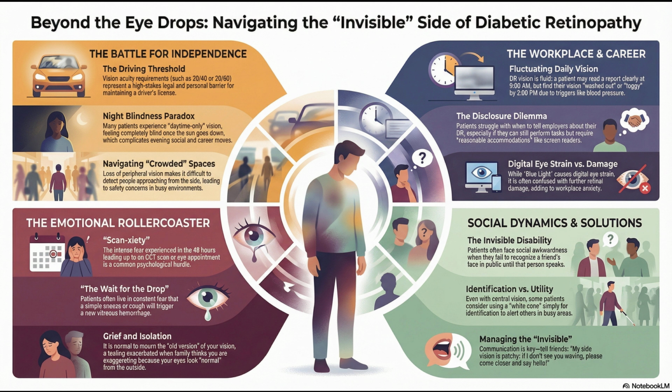This is where we need to understand the underlying pathology of proliferative diabetic retinopathy. Okay, break it down for us. So, when the retina is starving for oxygen because of poor circulation, the eye tries to fix itself by rapidly growing brand new blood vessels. This is called neovascularization. Sounds like a good thing, right? The body healing itself.